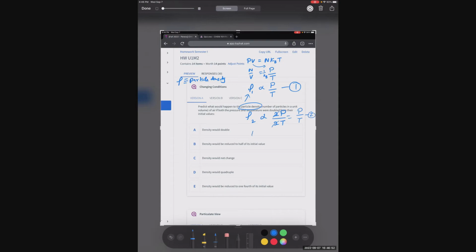Okay, and we see that 1 is equal to 2. That means the initial particle density should be equal to the final particle density. So there's no change in the particle density. Density would not change. So that should be this answer over here.